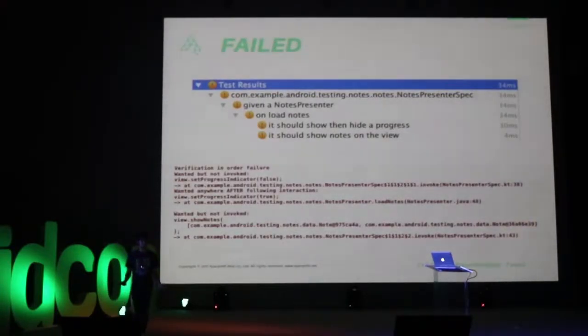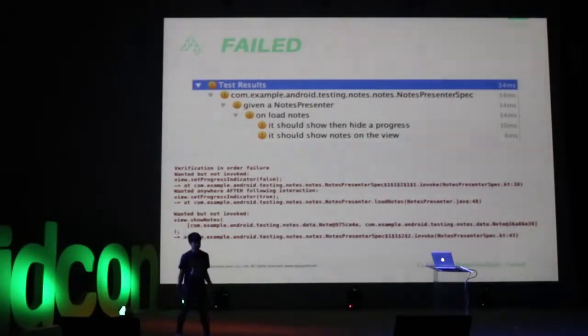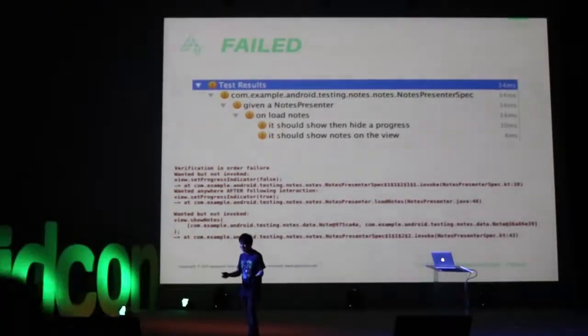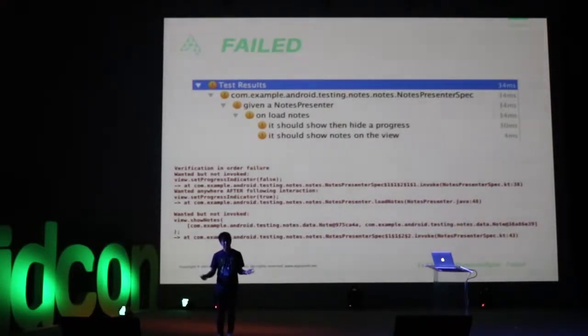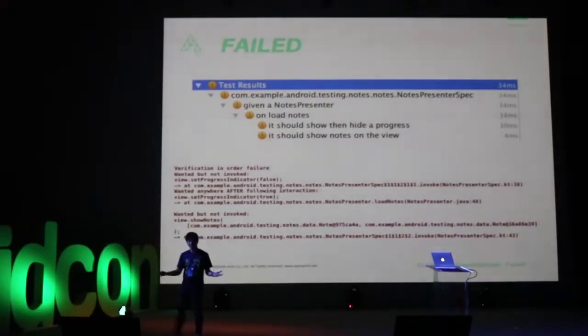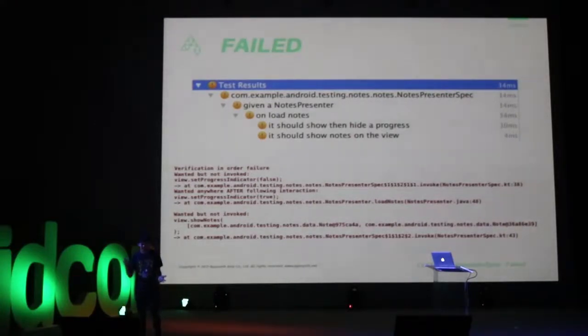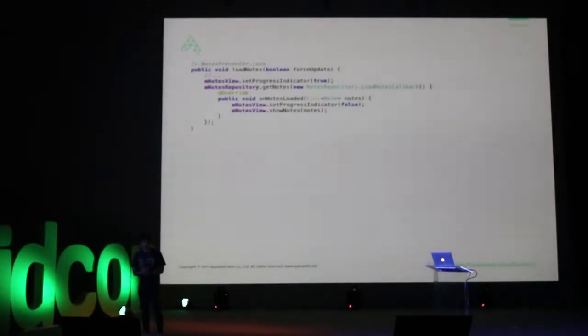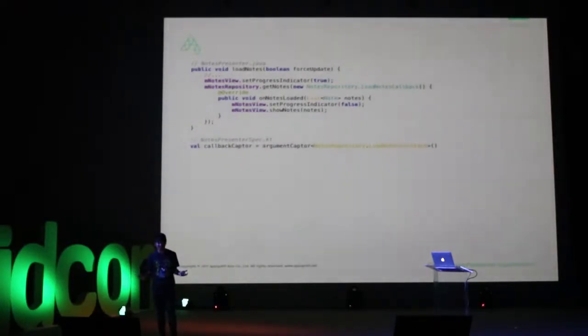And it fails again. Why? Well, actually, it's the same reason, because our repository is just a mocked object, and it's not going to do anything useful. The reason it failed is some method was not invoked on the view. All right, so when you do a callback, your mock object is not going to call the callback for you. So this is where an argument captor comes in.